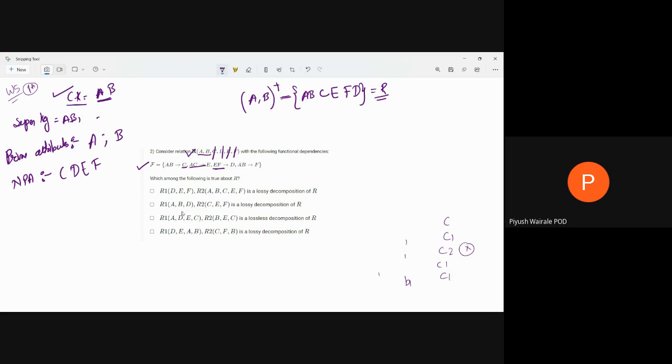Okay, so that's what I wanted to discuss from week 5, that is, how to find the candidate key and what the prime attributes and non-prime attributes are. And for this question, it is based on decomposition.